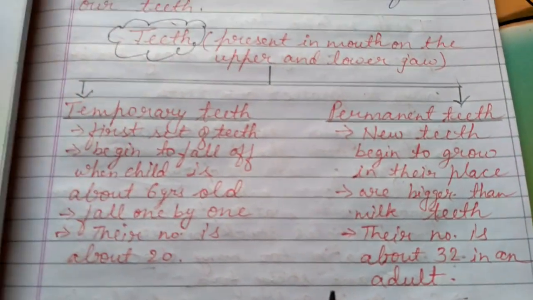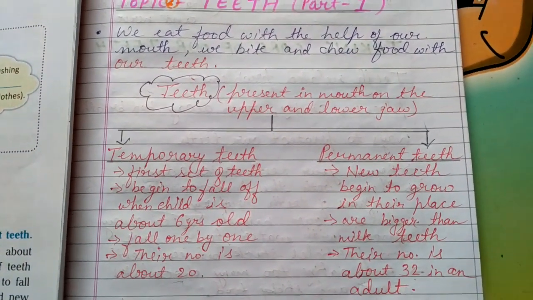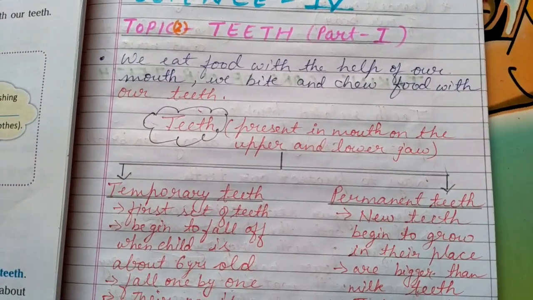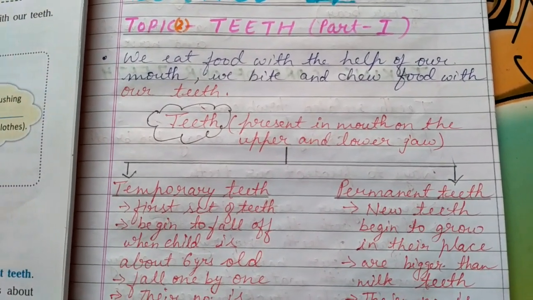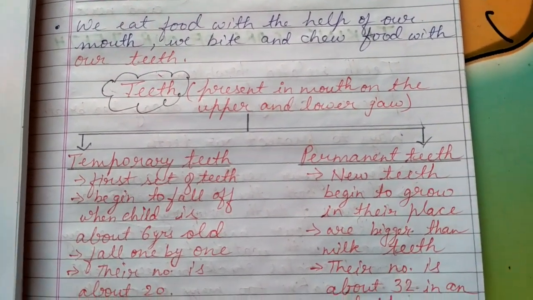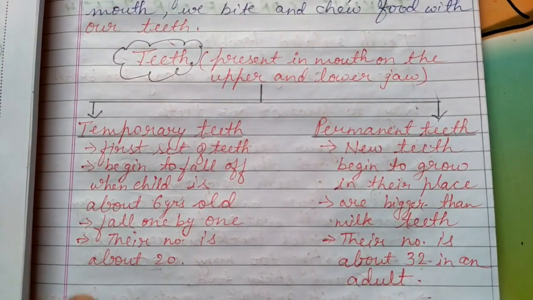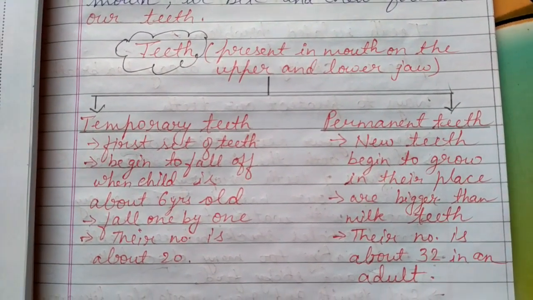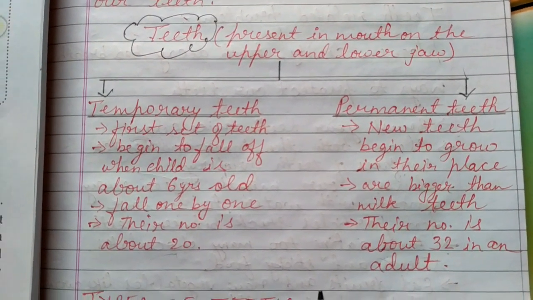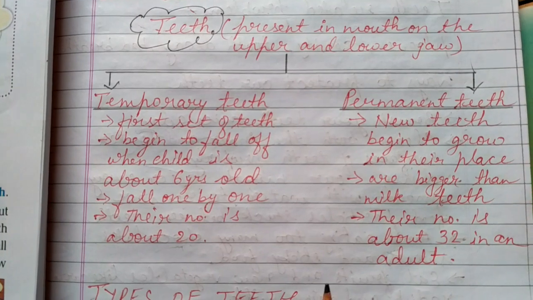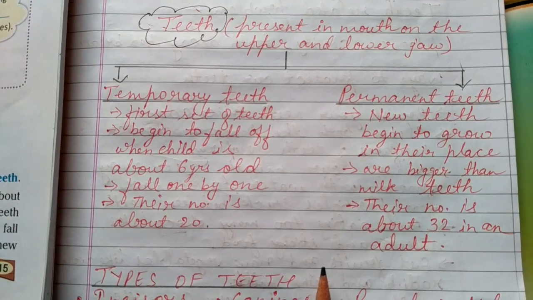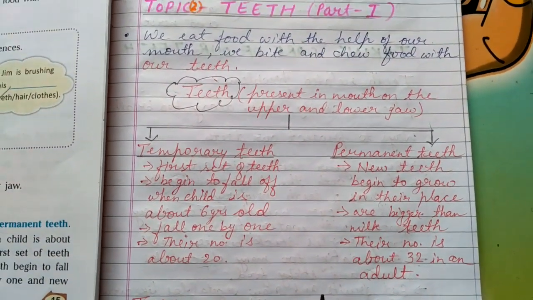Okay, so I would like you to view this portion of the video for a few more seconds so that you could get a better understanding that we eat food with the help of our mouth, we bite and chew food with our teeth. Okay, and teeth are present in the mouth on the upper and lower jaw. We have got two sets of teeth in our entire life. First set is called temporary teeth or milk teeth. It is the first set of teeth. It begins to fall off when a child is about 6 years old, and it falls one by one, and their number is about 20. 10 in the upper jaw, 10 in the lower jaw.